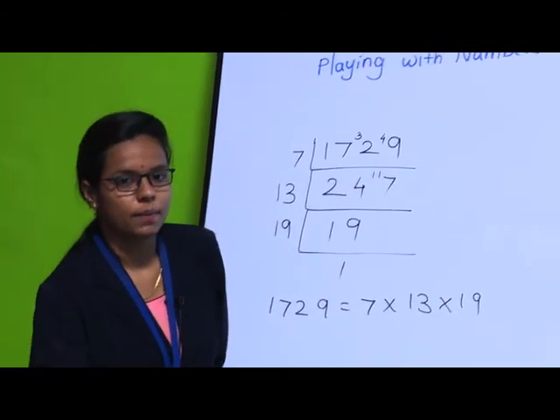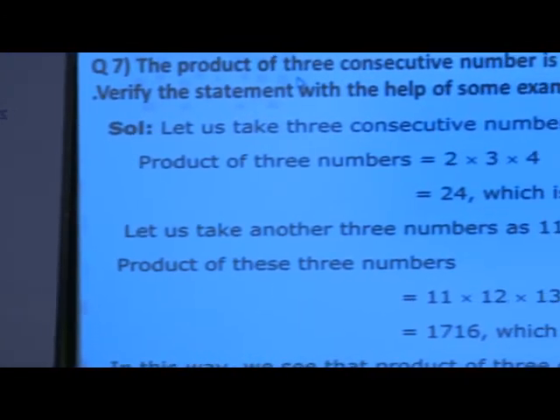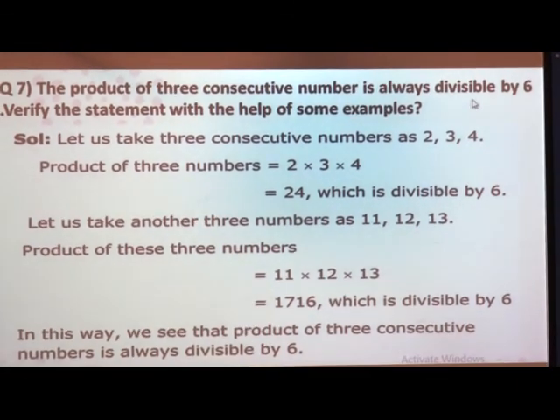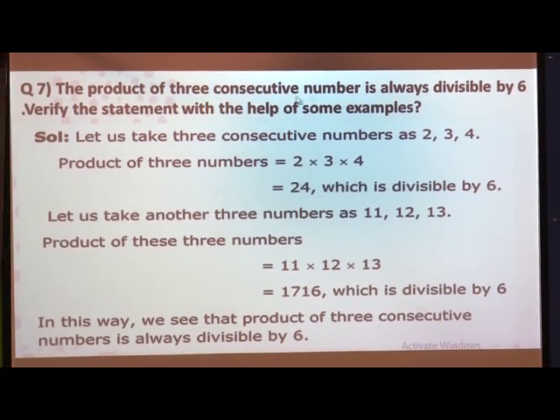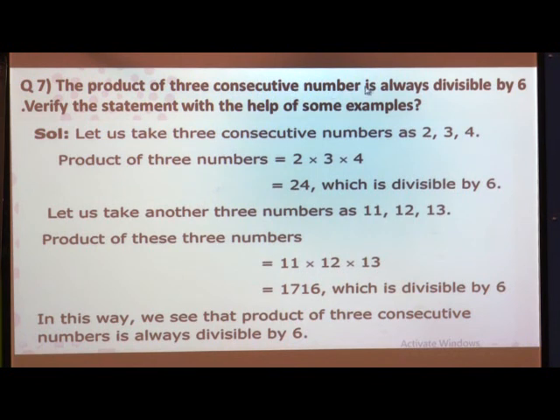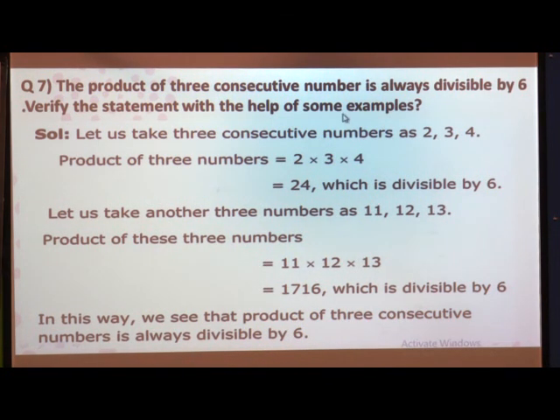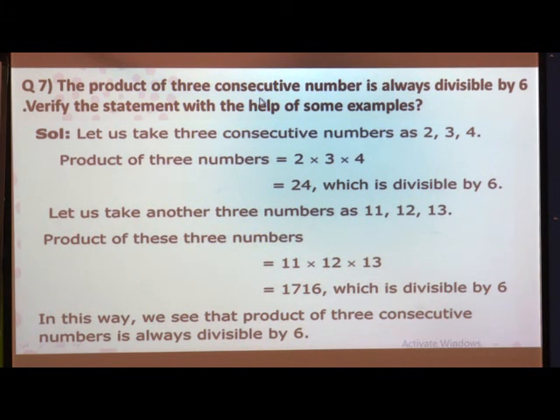The product of three consecutive numbers is always divisible by 6. Verify the statement with the help of some examples. Now, consecutive means in a sequence. Any three consecutive numbers we have to take, we have to find whether the product is divisible by 6. So, let us solve it.